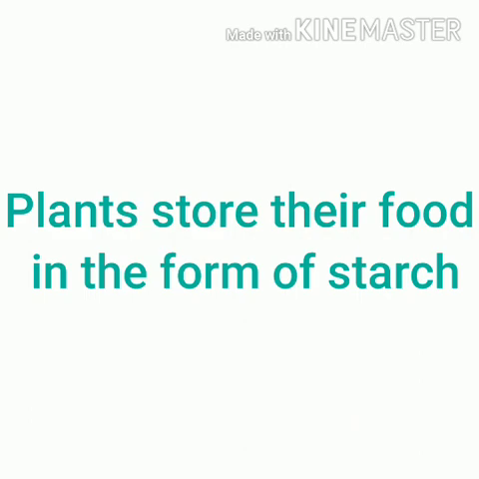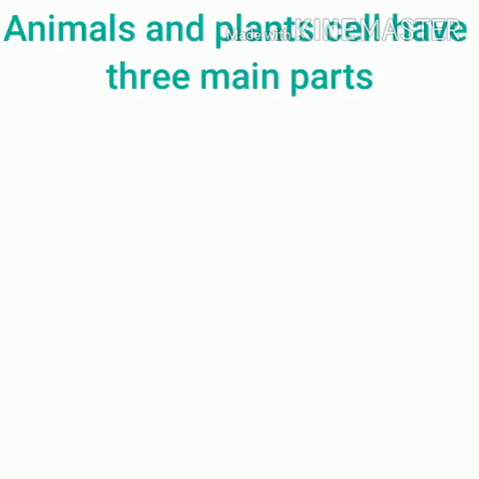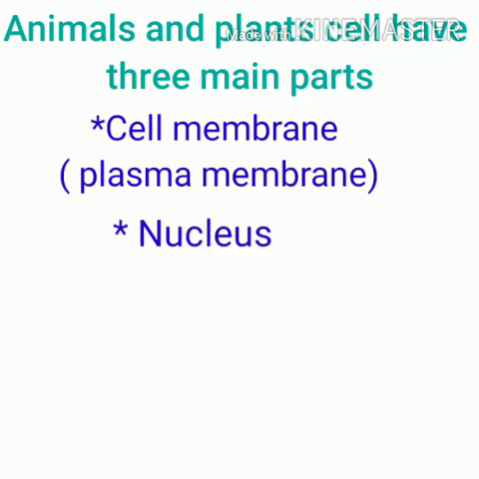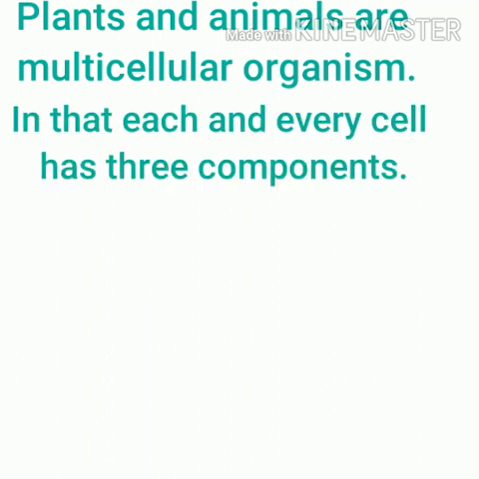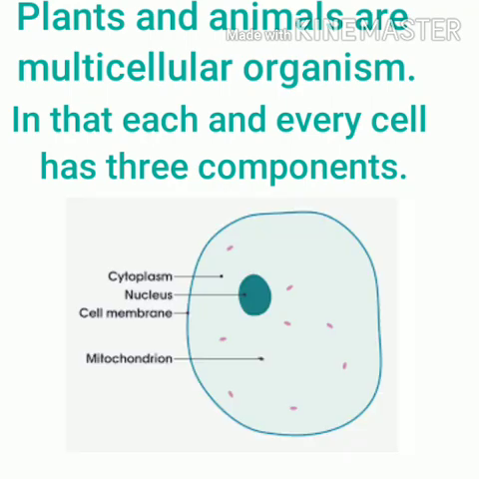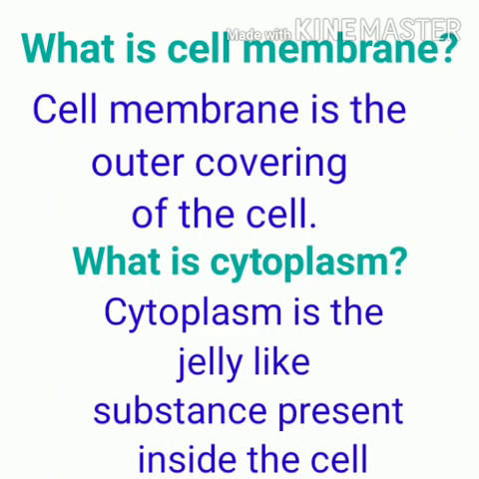When I use the word chloroplast, you might get confused. What is chloroplast? Let me explain this properly. Basically, all animal cells and plant cells have three common things: cell membrane, nucleus and cytoplasm. You all know that plants and animals are multicellular organisms. In that, each and every cell has these three components: cell membrane, cytoplasm and nucleus. What is cell membrane? It is the outer covering of the cell. And cytoplasm is a jelly-like substance present in the cell.